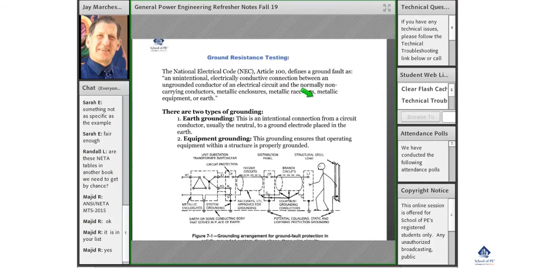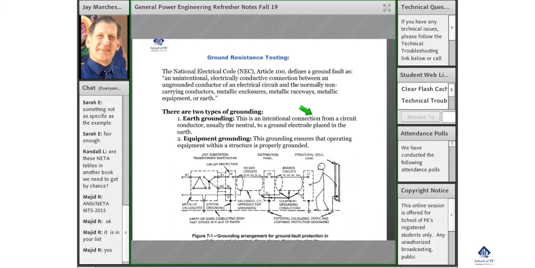Okay, let's jump into ground resistance testing. The NEC defines a ground fault as an unintentional electrically conductive connection between an ungrounded conductor in an electrical circuit and the normally non-current-carrying conductors, meaning metallic enclosures, raceways, and things like that.